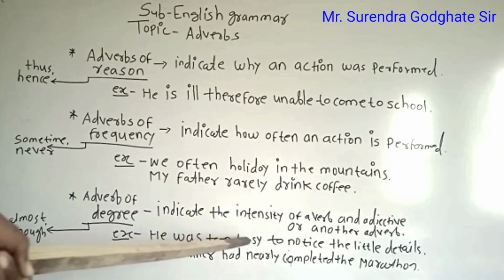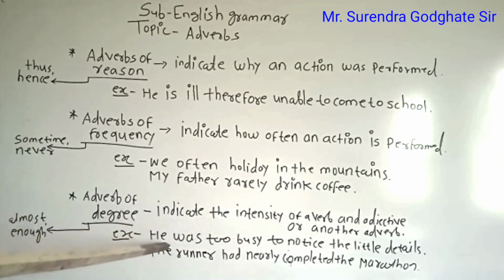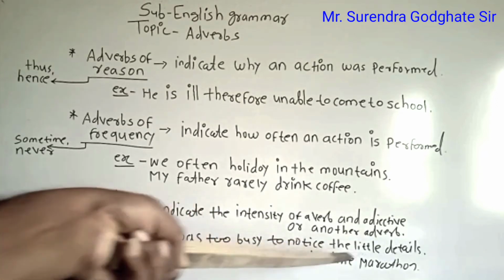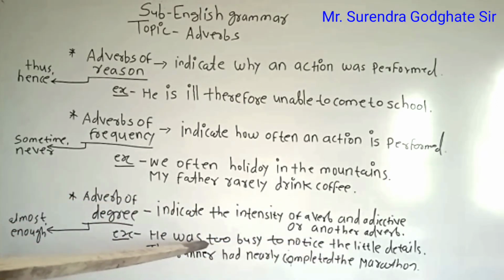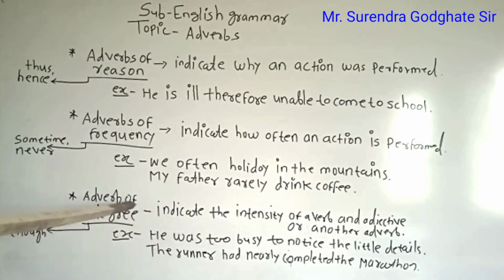He was too busy. He was too busy, isn't it? Here too modifies the word busy, to notice the little details, and it shows the intensity. Are you getting it, students? It shows the intensity. So therefore this is the adverb of degree.